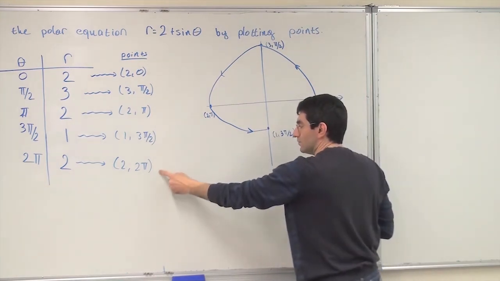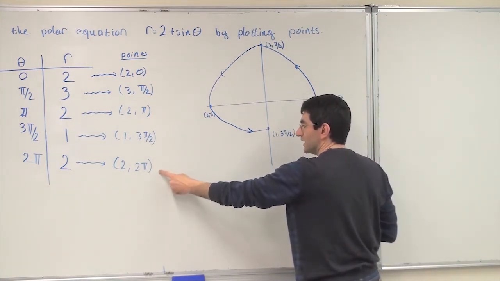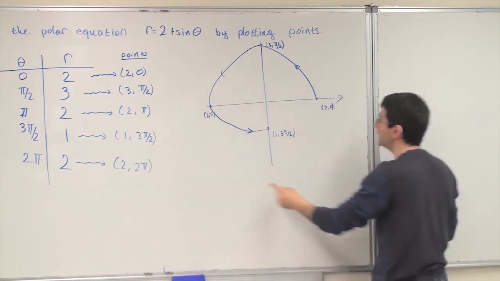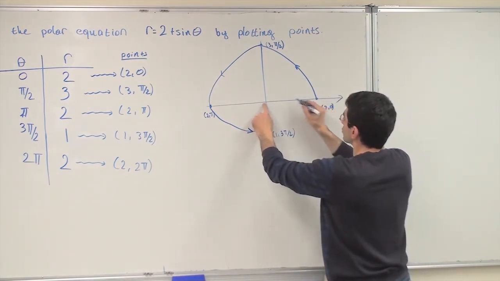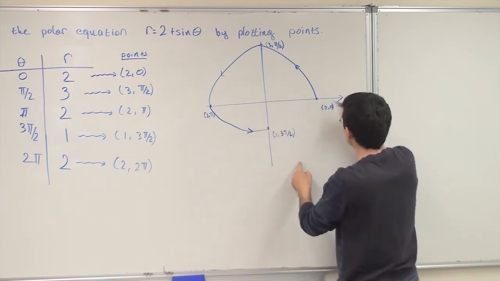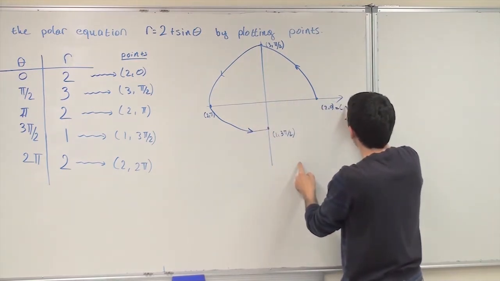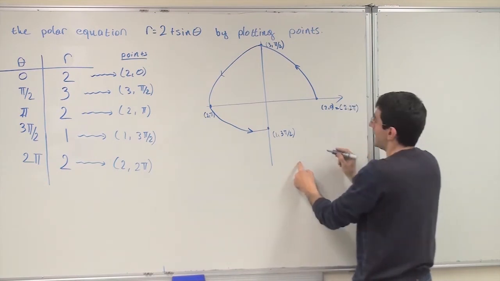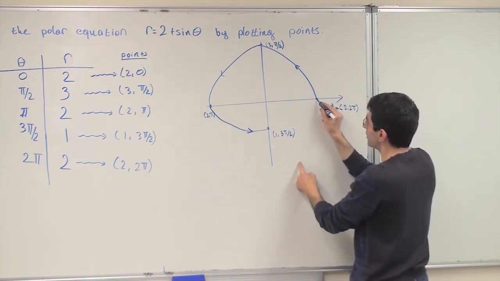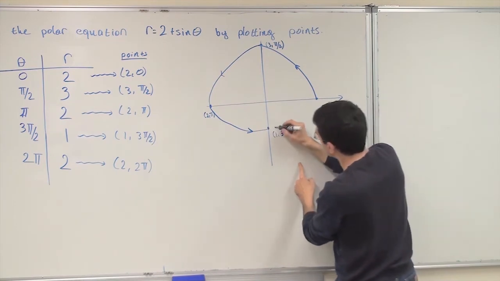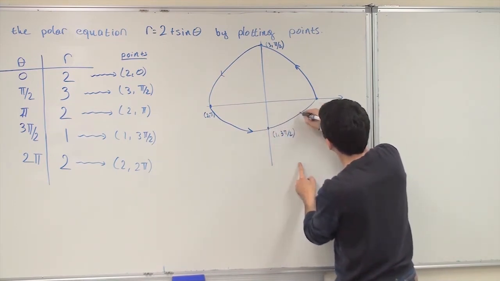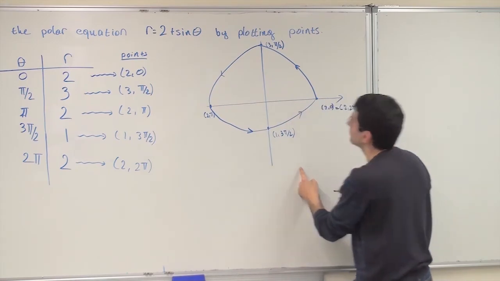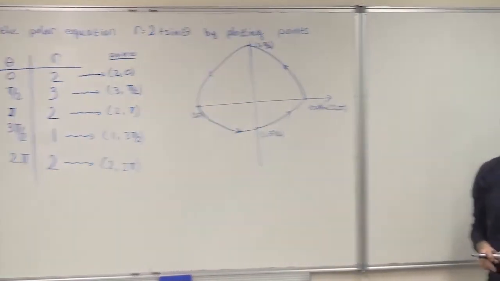And our last point on the table is 2 pi. So distance 2 rotated by 2 pi. We are back to our initial point. And we connect this point to our last point by an arc in the counterclockwise direction, and we get our sketch.